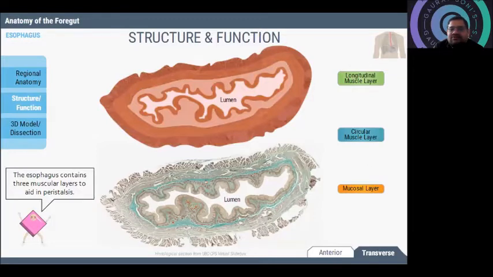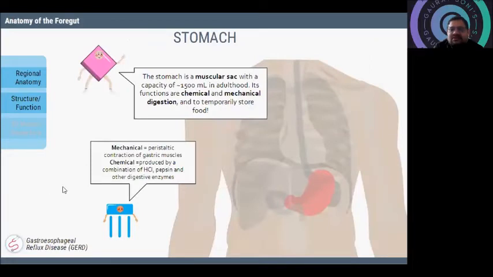So the next organ which we have to see is the stomach. The stomach is a muscular sac with a capacity of nearly 1500 ml in adults. Its functions are chemical and mechanical digestion, and temporarily it is a storage part of the food.